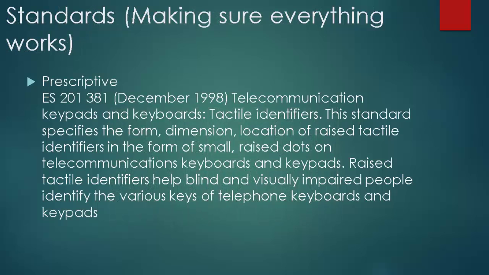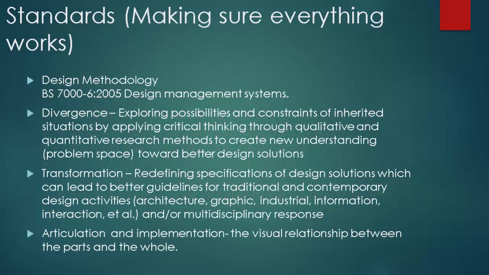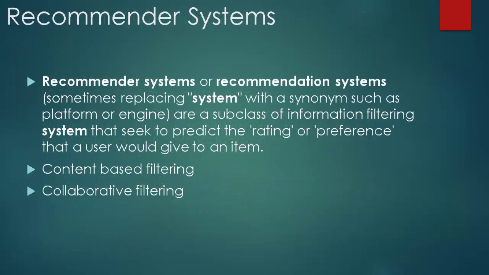Next we move on to standards. So basically we have two types of standards. We have our prescriptive standard, which is used to help blind people, and it's a standard which is used everywhere. Then we have our design standard, which is used to help in designs and everything, like design management systems, for example.